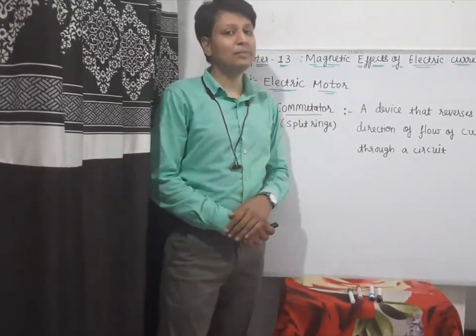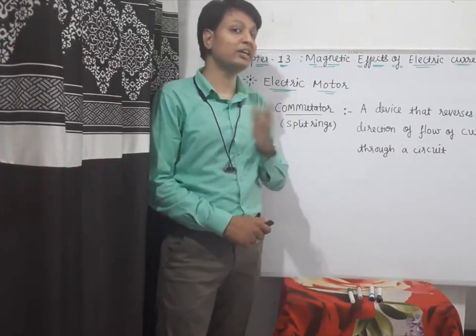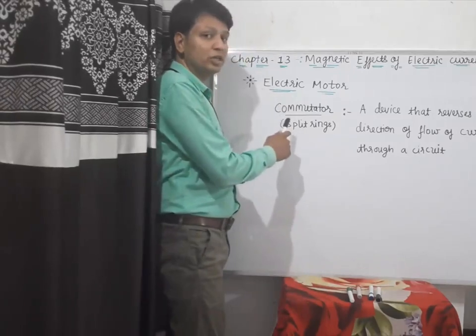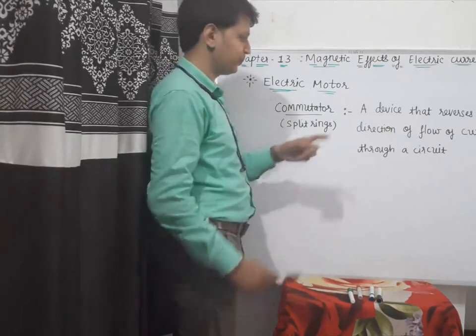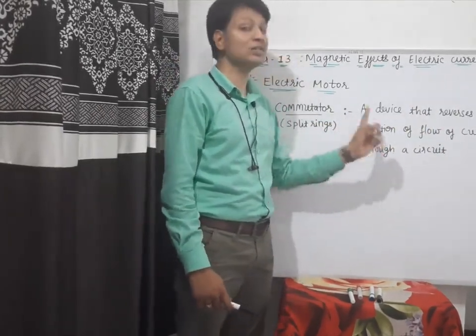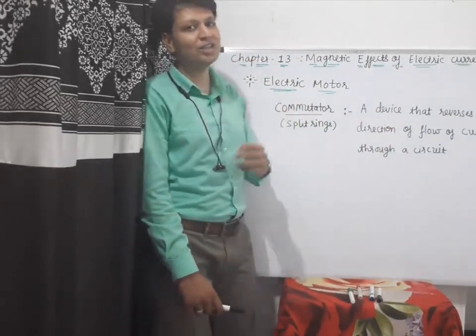Welcome to the second part of this video, in which we are going to discuss again the electric motor. In this we are going to discuss the commutator, which is actually the split rings in your circuit. A device that reverses the direction of flow of current through a circuit is called a commutator or split rings.